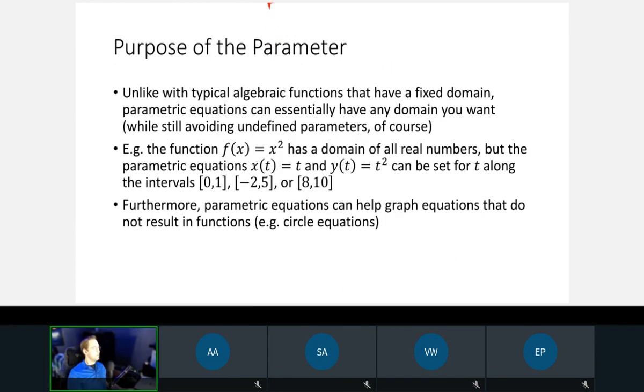Okay, the purpose. All right, so unlike typical algebraic functions that have a fixed domain, parametric equations can essentially have any domain you want, while avoiding undefined parameters, of course. So like dividing by 0 is not good. For example, the function f of x equals x squared has a domain of all real numbers. So that means that we can input anything in for x and we'll get an output.